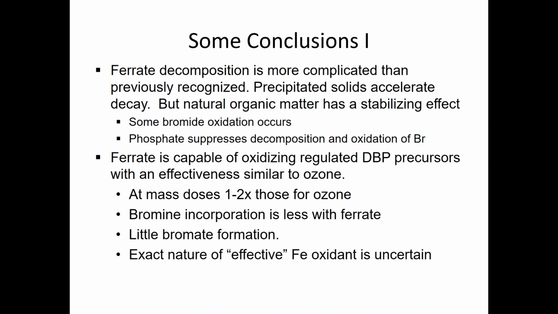Ferrate is capable of oxidizing regulated DBP precursors. So in other words, the trihalomethane precursors and the haloacetic acid precursors. And the effectiveness is similar to what we've observed for ozone. And so I would say that at the same mass dose, if you want to compare it in that fashion, you need maybe just a little more in terms of mass, 1 to 2 times than you would for ozone to get the same impact. But of course, ozone is a whole lot more expensive, and so adding 1 to 2 times as much ferrate is going to be cheaper.